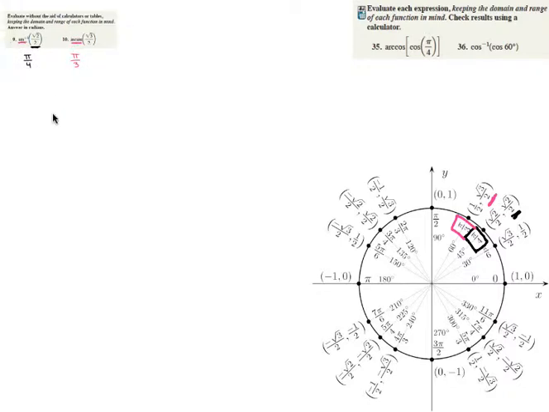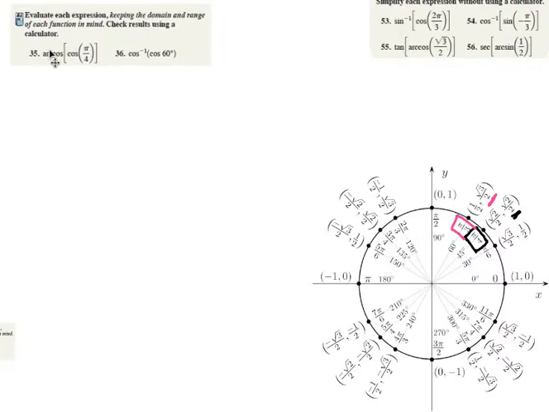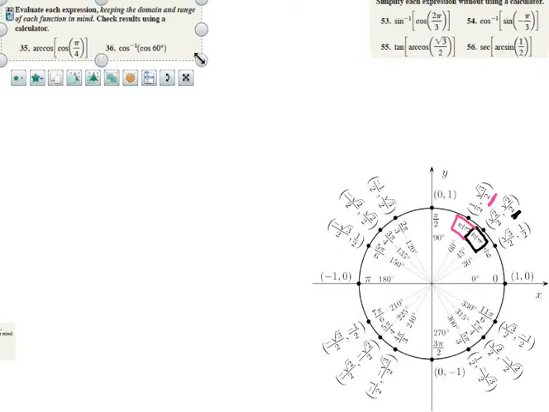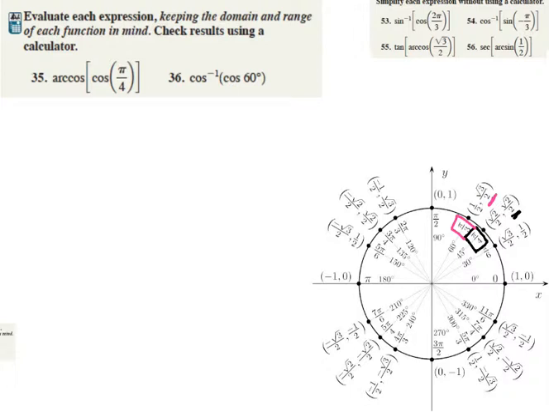Let's see something a little bit more complicated. We'll take a look at stuff like 35 and 36, where we have to do multiple types of functions. So I want to take the arc cosine of the cosine of pi over 4. Start with the inside again.